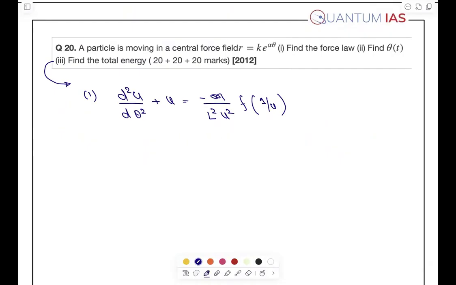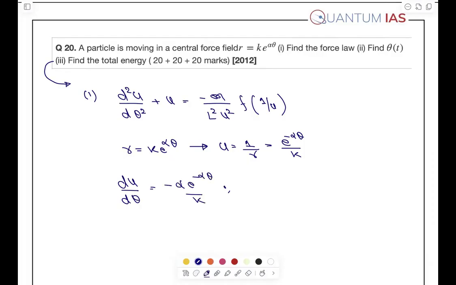So let's convert this r into f. r is equal to k e to the power alpha theta. So what will be u? u is nothing but 1 by r, so it will become e to the power minus alpha theta upon k. Now we have to find du by d theta. So du by d theta will be minus alpha e to the power minus alpha theta upon k. And if you differentiate it again, d square u by d theta square will be simply alpha square e to the power minus alpha theta by k.